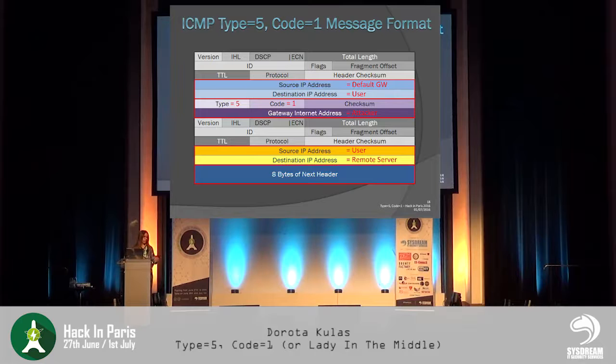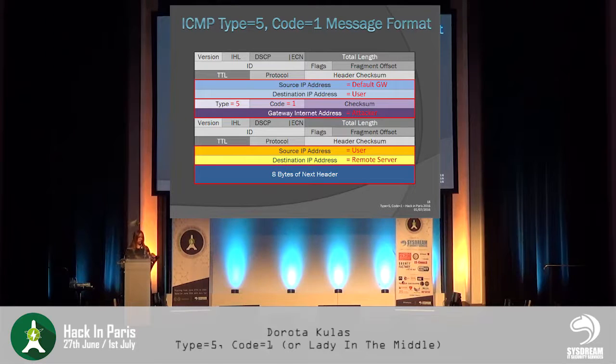Then we will just put Type 5 Code 1 as the ICMP redirect, and this destination obviously is a user. Checksum will be calculated automatically. And the dark purple one is the IP address of the new gateway to reach the destination. So we put the attacker IP address in there.